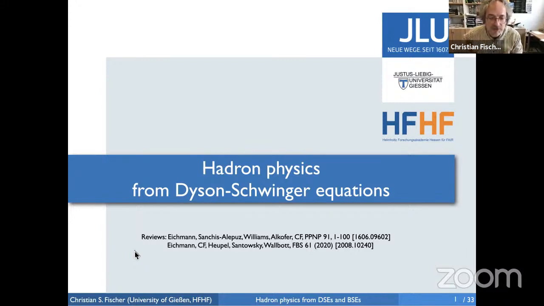And I will cover a couple of results which have been summarized in these two review articles. One basically on baryons, but also on the details of the Dyson-Schwinger Bethe-Salpeter approach. And the other one is a short review on our work on four quark states, tetraquarks.